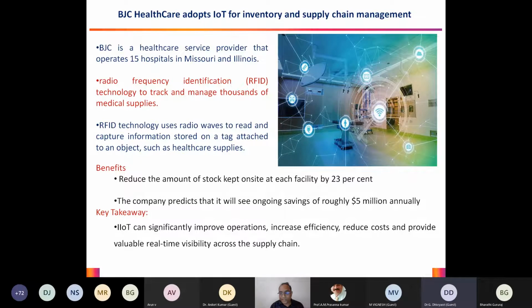Now, what BJC Healthcare has done is it has included radio frequency identification tags to each of the stocks that are put up in the inventory, and they use scanning technologies to send this information, and every piece of information is basically stored in a centralized processor, so that all the people who are concerned can look into this data, and they can decide what they want to procure and what they want to clear from the stock. And by the admission of BJC Healthcare, it has been seen that BJC Healthcare is able to save up to 23% of the stocks.